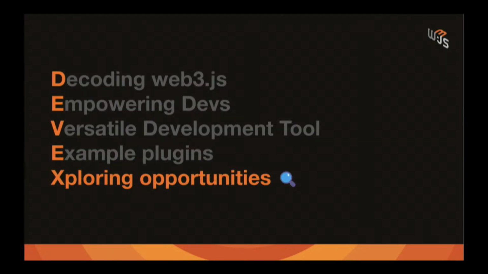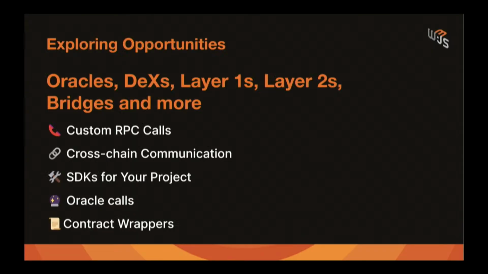Now let's see some opportunities that the Web3 plugins are bringing to the table for projects and developers. Some of the use cases that we have found so far are for oracles, dexes, layer 1s, layer 2s, bridges, and even gaming as well. But we are exploring more opportunities and use cases for the Web3 plugins. What you can do with the Web3 plugins is custom RPC calls and cross-chain communications. You can build the SDK for your project, for your protocol, or even for your specific game, whatever you have. You can make Oracle calls, and contract wrappers as well, to store APIs and contract addresses in the plugin.